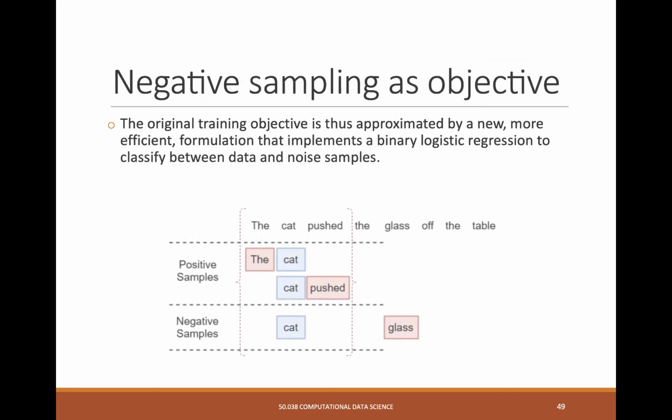Okay. How does negative sampling work? So the original training objective, the cross entropy, is approximated by a more efficient formulation. Basically, we implement a binary logistic regression to classify between data and noise samples based on the given embedding.